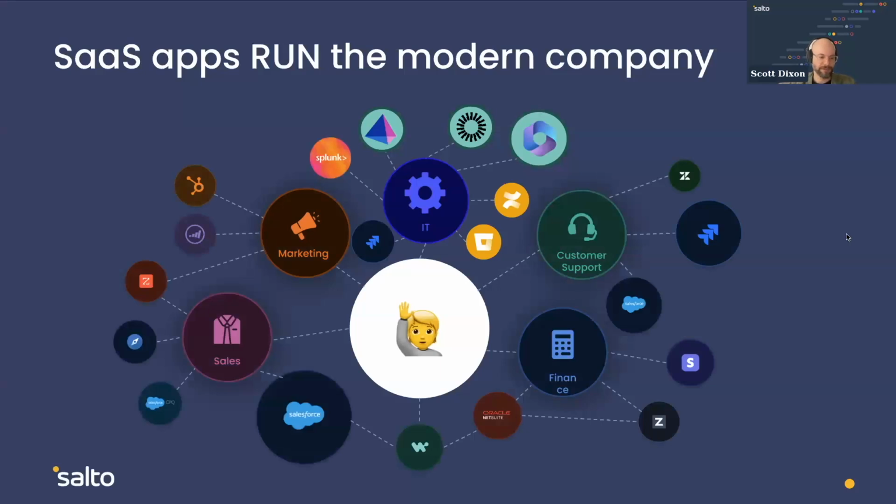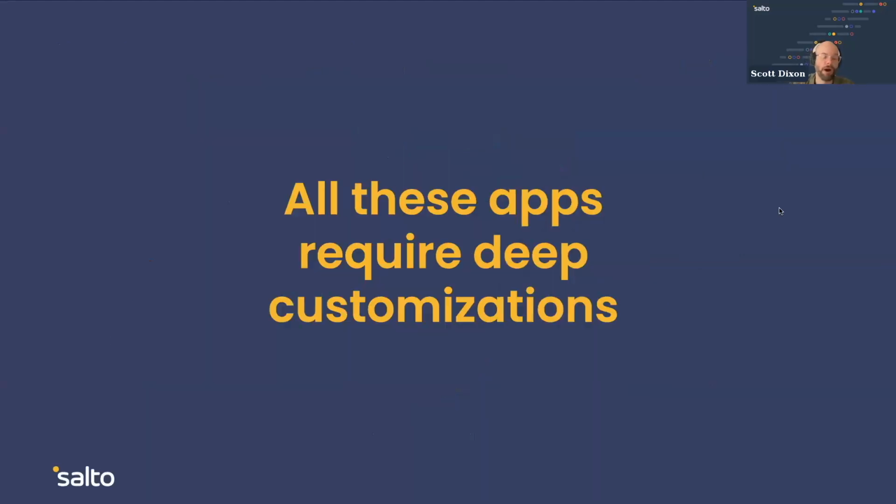So before we get started specifically at Jira, I wanted to share just a little bit about Salto and the problems that we're looking to solve here. With Salto, I've realized that SaaS applications run the modern company. There's a lot of SaaS applications behind modern enterprises, whether that be ticket management platforms like Jira, CRMs like Salesforce, financial applications like NetSuite, and so on. There's a lot of different SaaS applications. All of these applications require deep customizations to be able to fit the needs of your company.